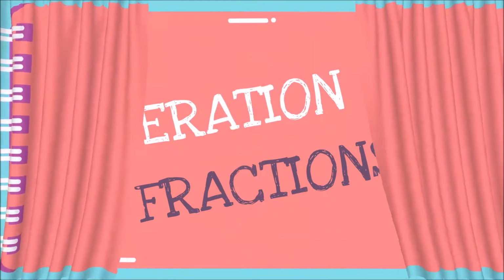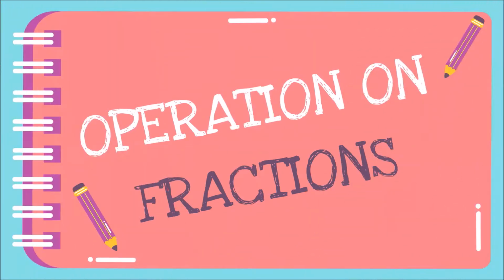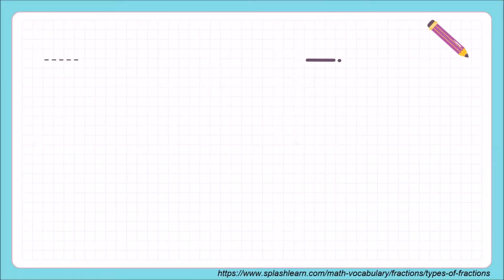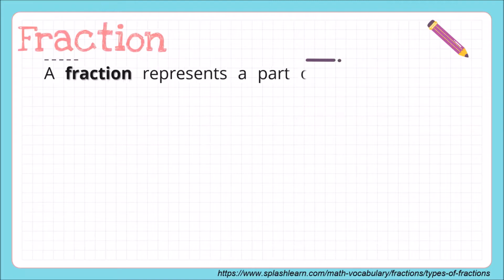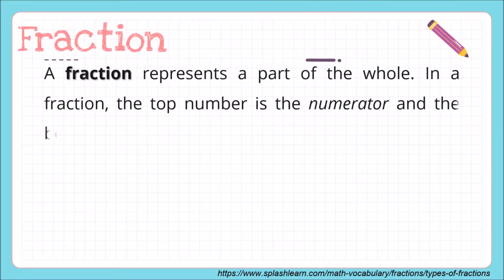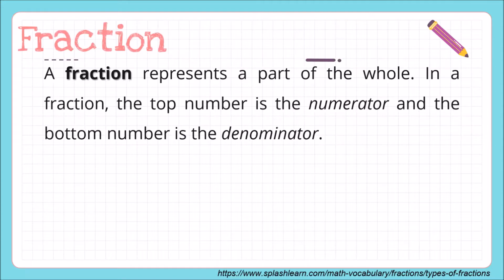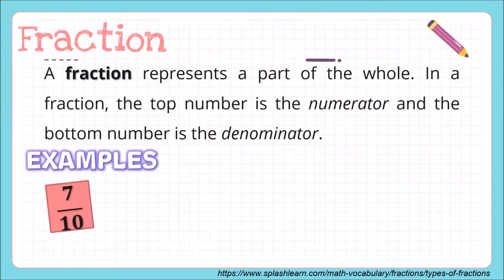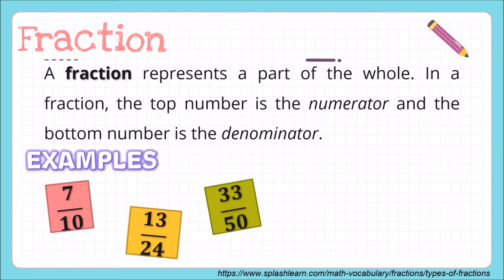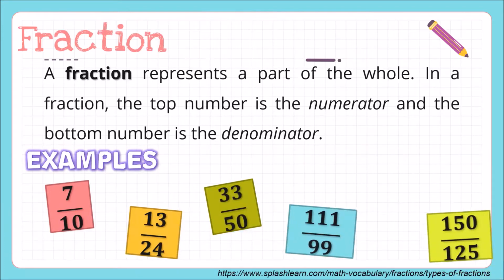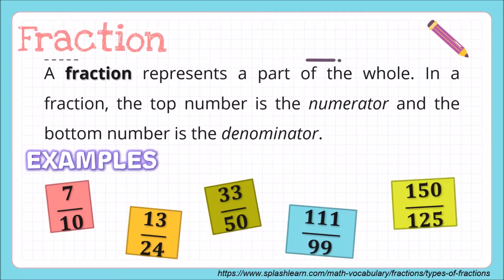Okay, class. So now let's talk about the operation on fractions. Let us define first what a fraction is. A fraction represents a part of the whole. In a fraction, the top number is the numerator and the bottom number is the denominator. Examples: 7 over 10, 13 over 24, 33 over 50, 111 over 99, and 150 over 125.